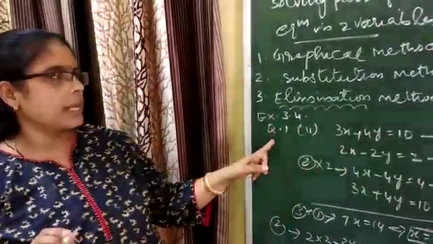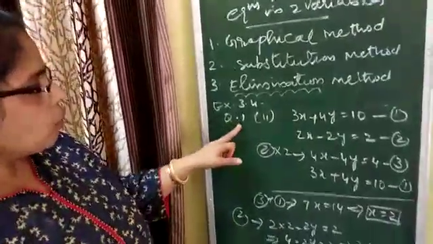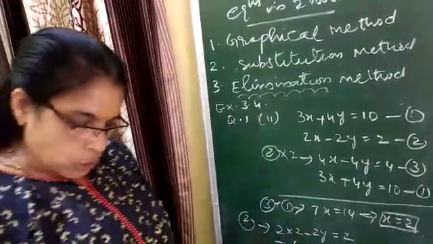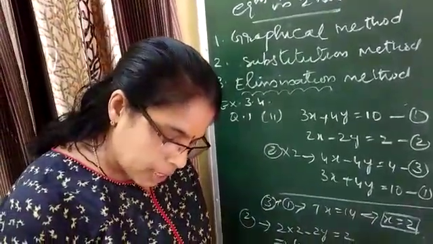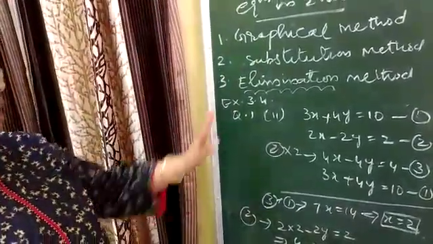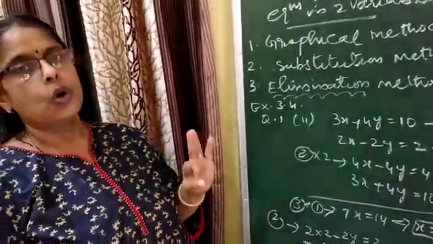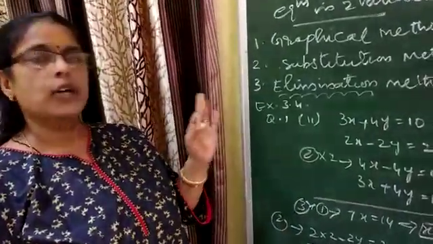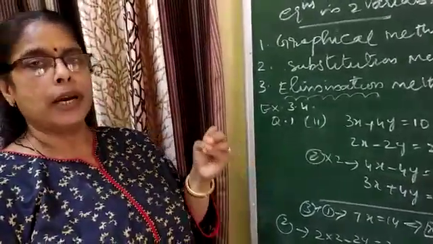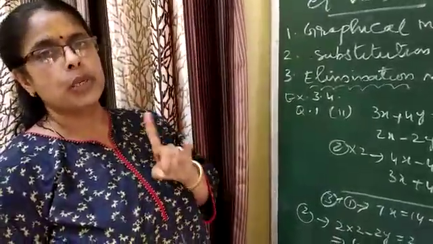I will give you an explanation by doing question 1 of exercise 3.4 part 2. I am reading the question. Solve the following pair of linear equations by the method of elimination and substitution method. I will do only elimination method. Substitution method you know earlier, so you can do it by yourself. Even if you solve a pair of linear equations by any method, the answer should be the same, that you must remember.